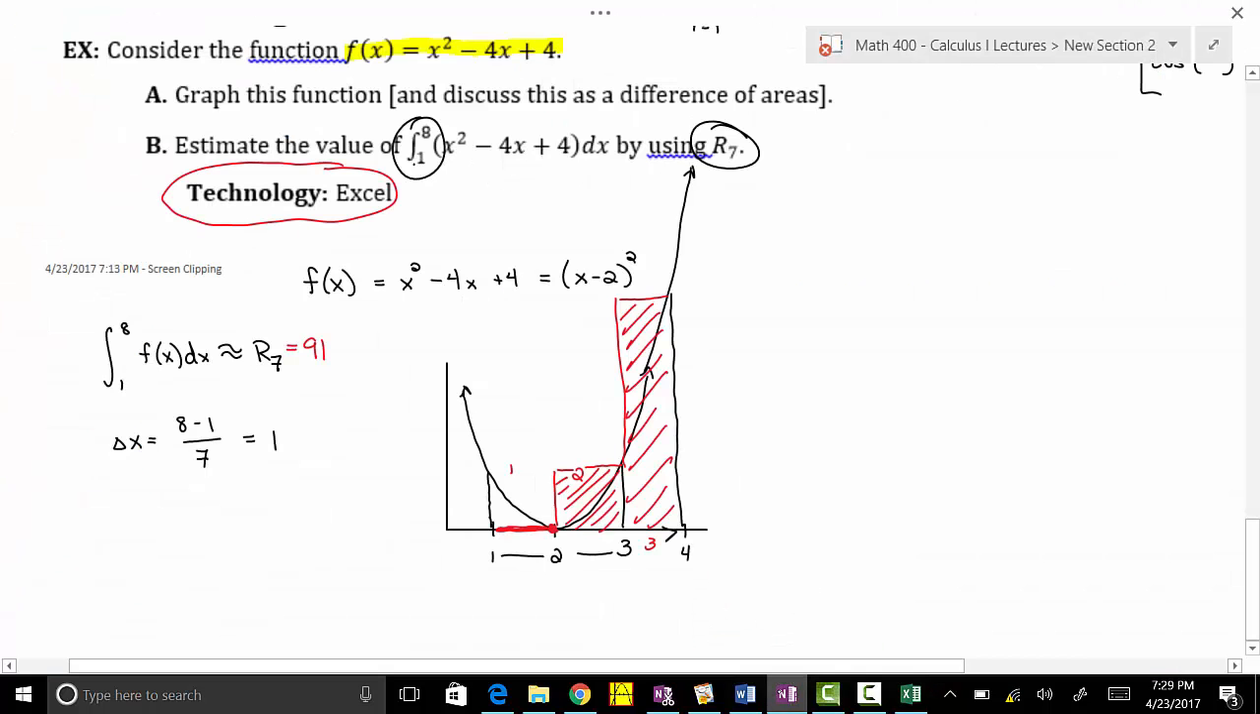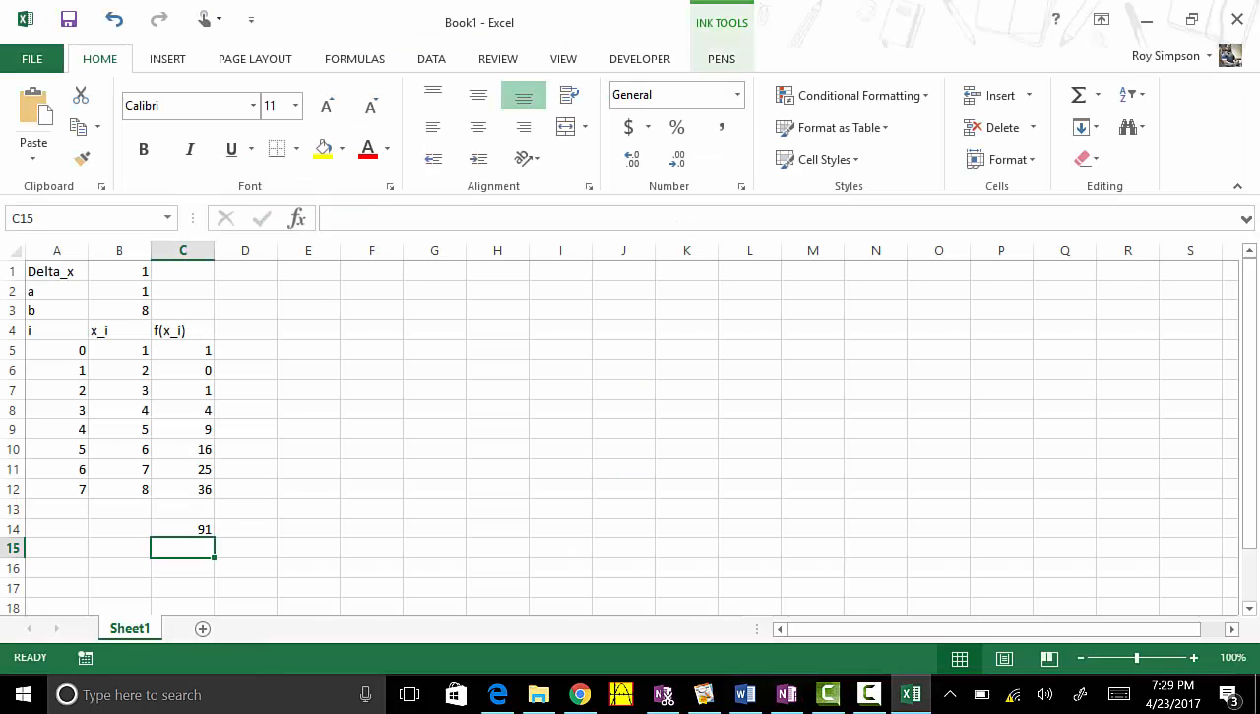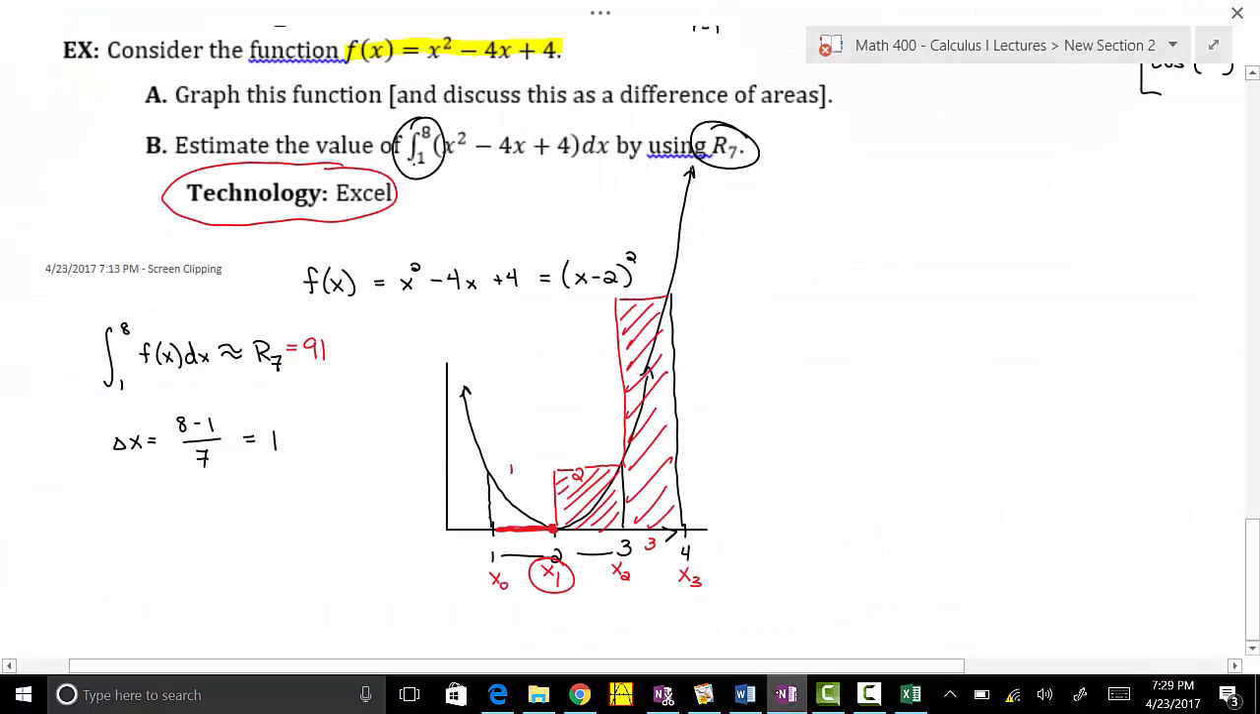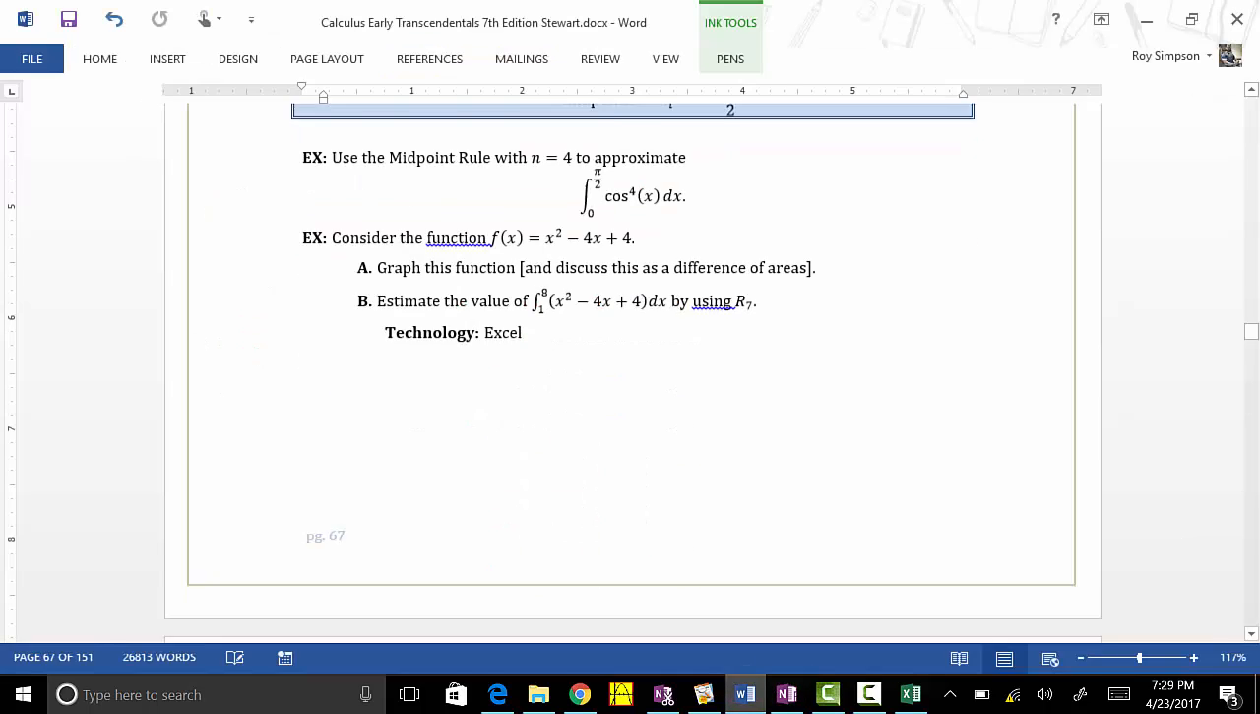So if you're using right endpoints, then you're really evaluating, this is x sub 0, this is x sub 1, x sub 2, x sub 3. So the right endpoints start at x sub 1. That's why when I was adding these up, I was really only concerned with x sub 1 and then x sub 2 and so on and so forth. Anyhow, that's kind of another technology example. We had one in class, but it's good to see one here as well.